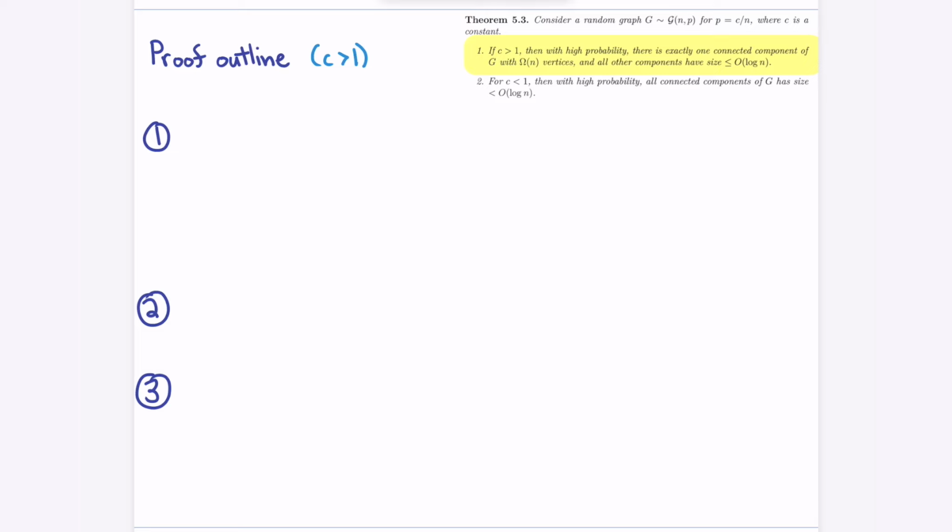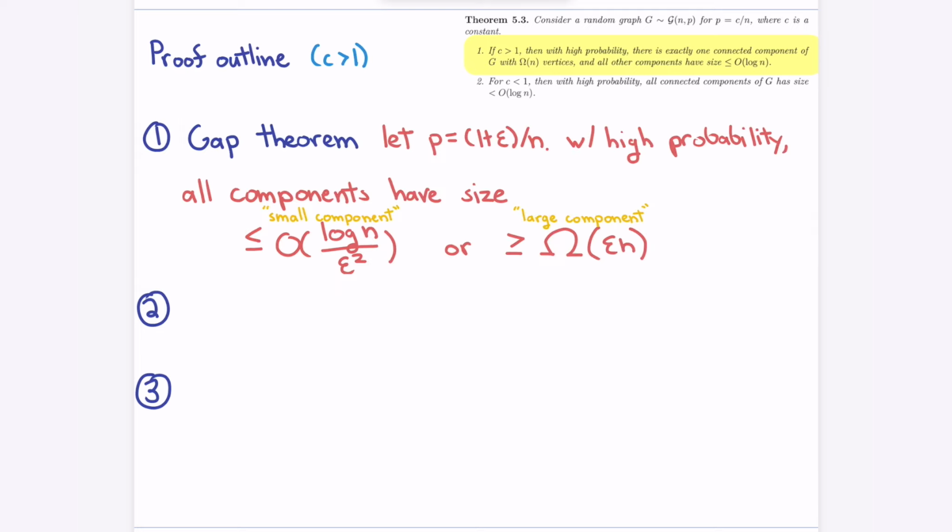The first part is maybe the most complicated looking. It's called the gap theorem. I'm going to let p equal 1 plus epsilon over n. Maybe I should have written n minus 1, but I won't worry too much about it. In particular, I'm thinking of something a little bit bigger than 1 plus epsilon.